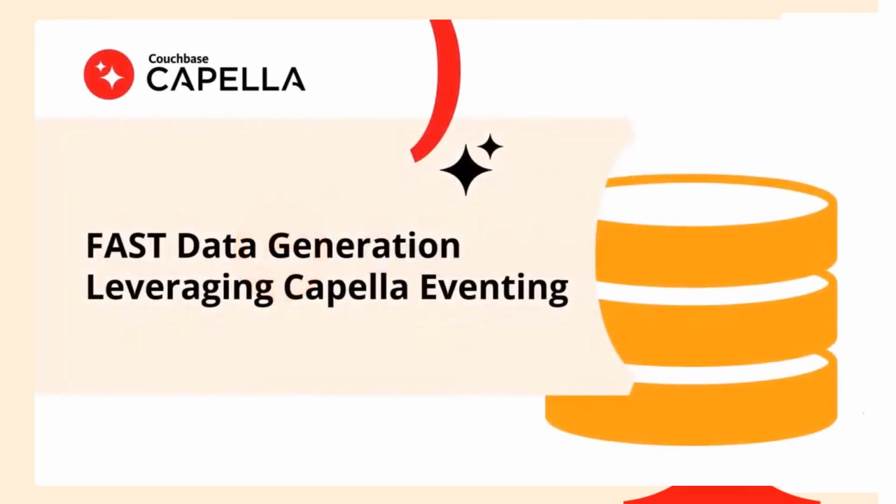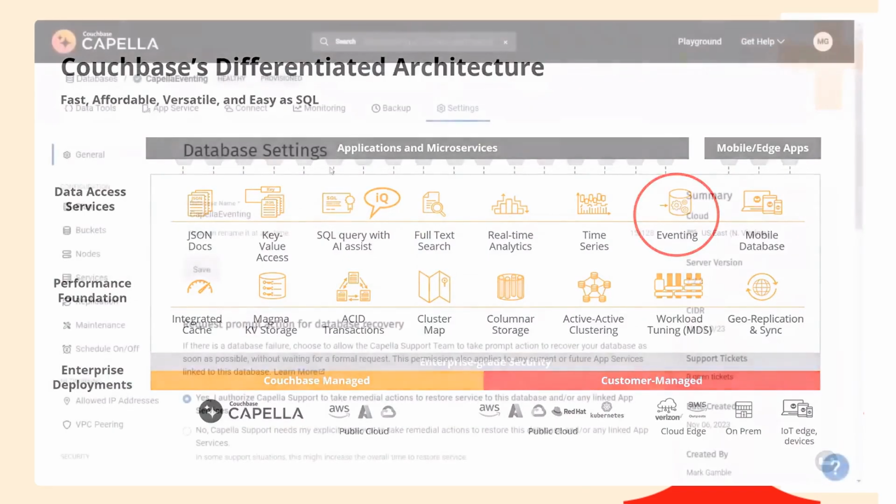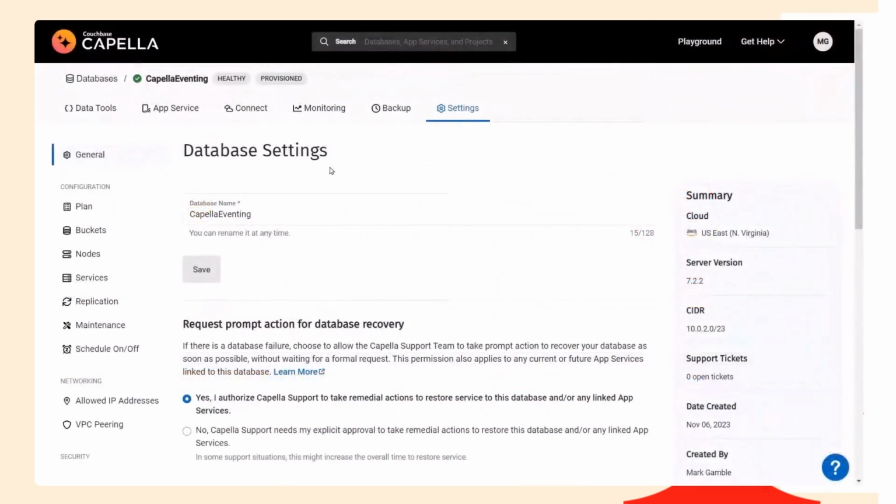One of the biggest challenges for app developers is gaining enough meaningful data for functional testing or to stress test their apps at scale. In this demo, I'll show you how to leverage the incredible speed and scale of Couchbase Capella in combination with the eventing service to generate huge volumes of realistic, rich sample data in just a few minutes. We'll begin in the Database Settings tab of Capella, where I have an empty database called Capella Eventing.